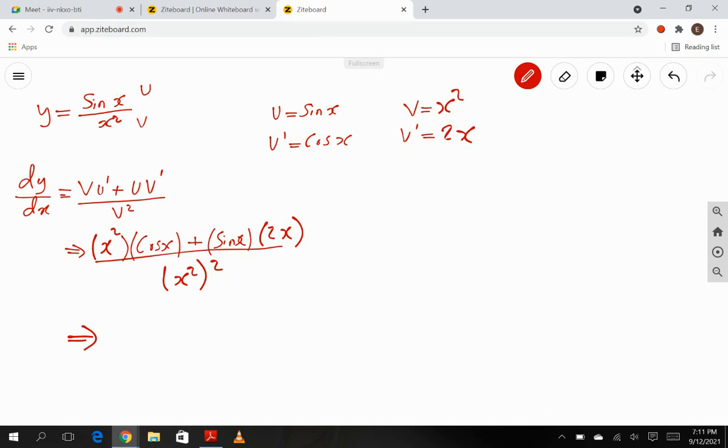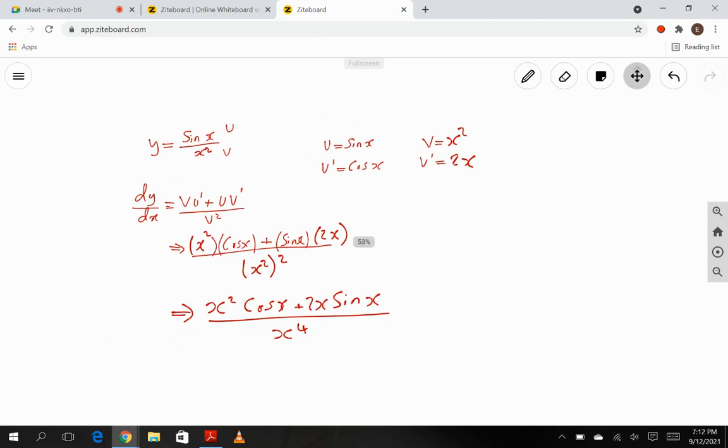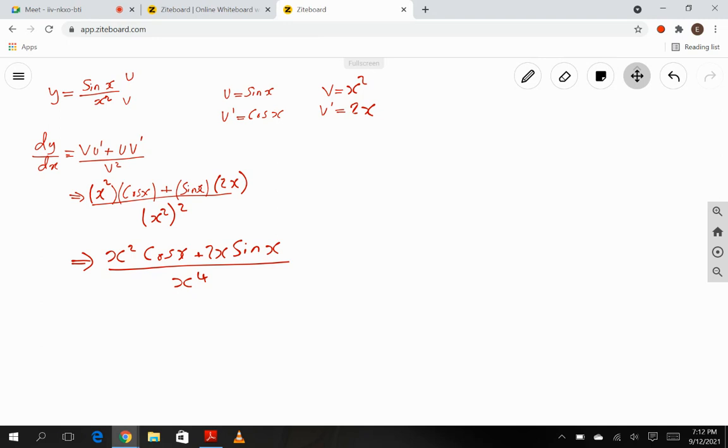Then now we are just going to rewrite this, just to make it look a little bit neater, so we write x squared cos x plus 2x sin x over x power 4. Now here, as you know, you can simplify these things. How do you simplify it? You can factor out x from the numerator.